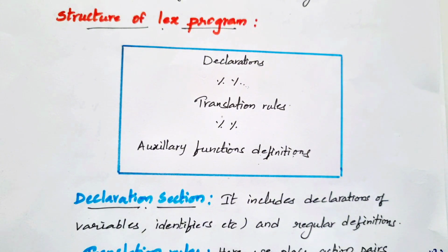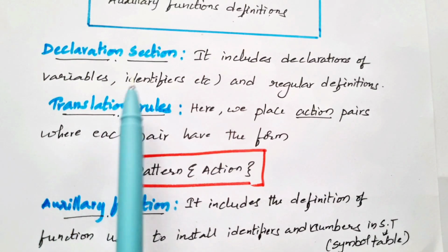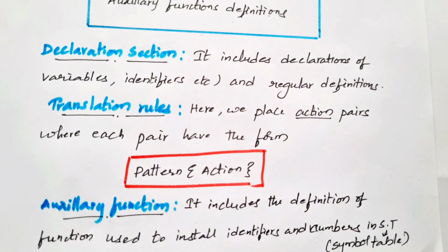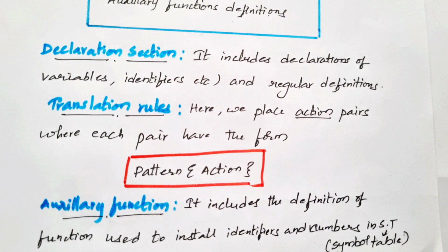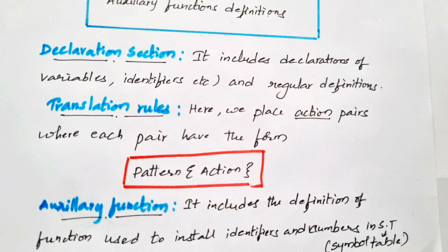Structure of Lex program. It is divided into three parts: declarations, translation rules, auxiliary functions. These three parts are separated by the symbol %%. Now we shall discuss every section in detail. First section is declaration section. This section contains variable declarations, identifier declarations, regular definitions, header files, constants, and macros. In simple words, all information needed before pattern matching begins is placed in this section.